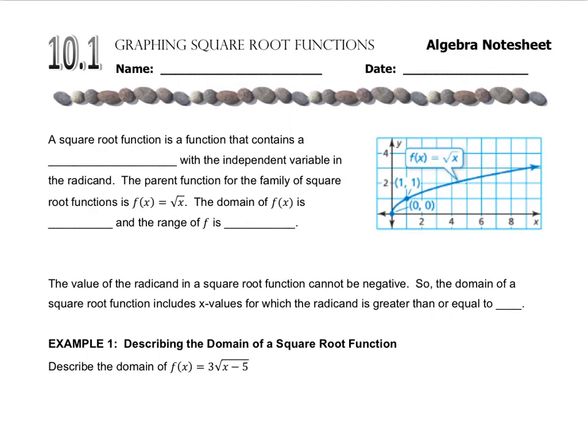This last chapter is a super short chapter. We look at one more type of graphing, which is square root functions. So far this year, we've done graphing lines, we've graphed exponentials, we graphed quadratics, and now we're going to graph some radical functions. And in 10.1, it's a square root function.